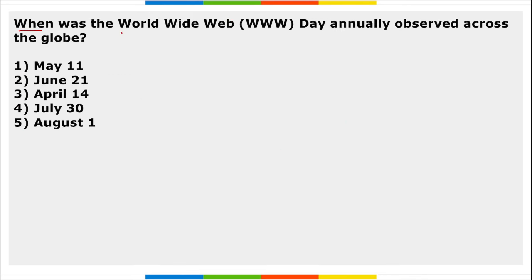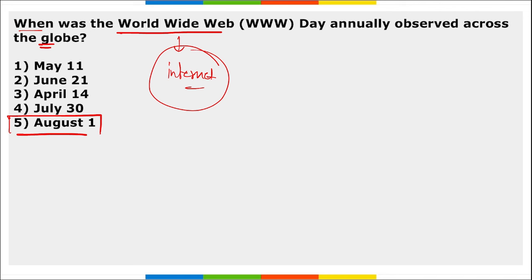Next, when was the World Wide Web Day annually observed across the globe? It is annually observed on 1st of August. And WWW, it is basically the impact of this World Wide Web. What is this? This is internet, right? So the impact of this on the world that we saw, and with this we are able to store a huge amount of data online, and we can share data, and everything that you are seeing in today's world is because of World Wide Web, or known as internet also, right?